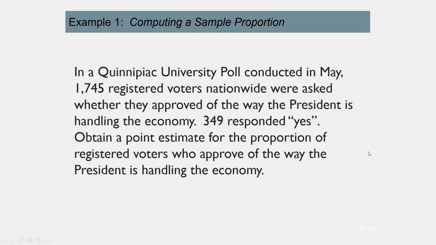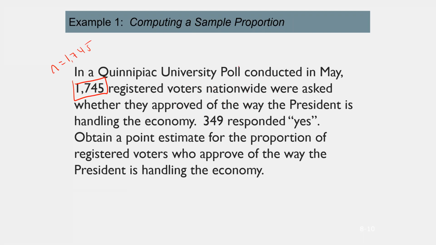Here's just a silly example. In a Quinnipiac University poll, Quinnipiac University has a real survey research department, and they conduct polls all the time. This was conducted in May of 1,745 registered voters. So this right here is my sample size. Nationwide, they were asked whether they approved of the way the president is handling the economy.